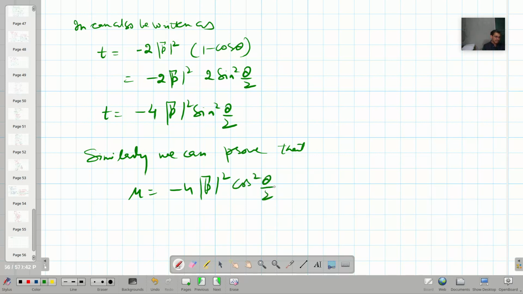So this is all about the scattering angle, and we have talked here about the scattering angle for the center of mass frame of reference, right? That's all for this lecture, and in the next lecture I will talk about scattering angle in terms of the laboratory frame of reference. So that's all.